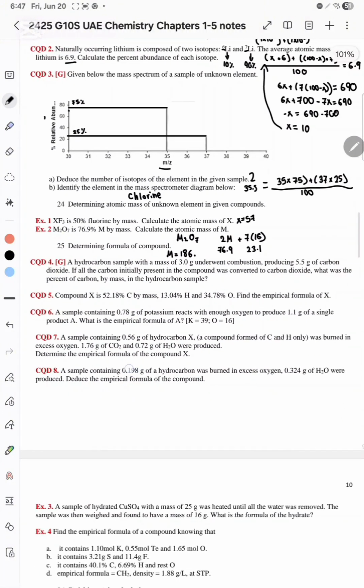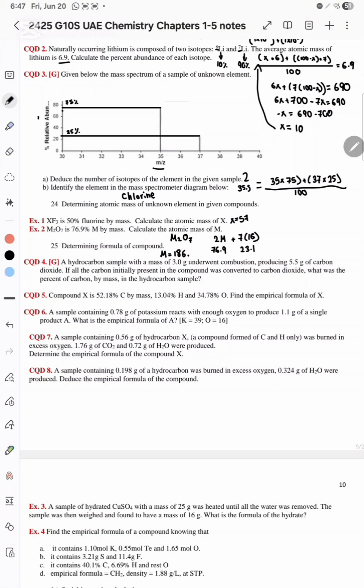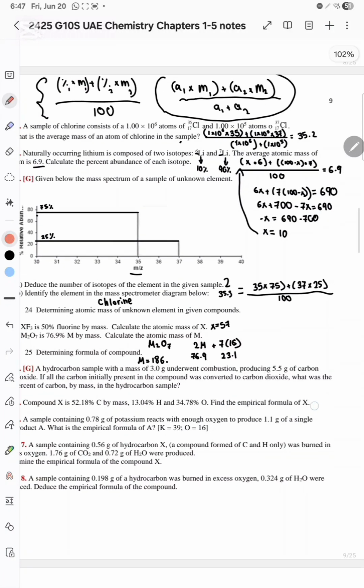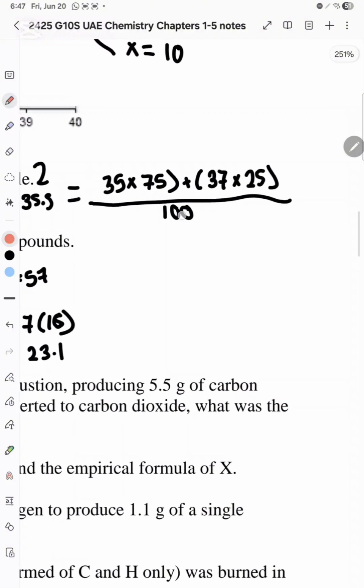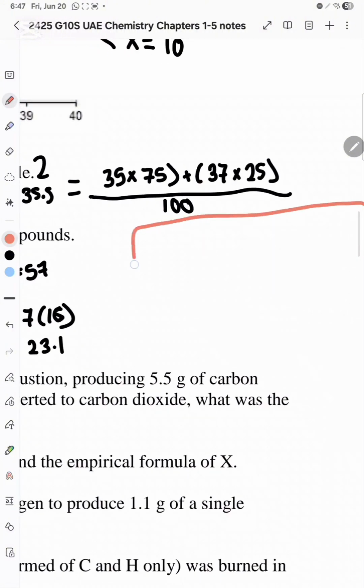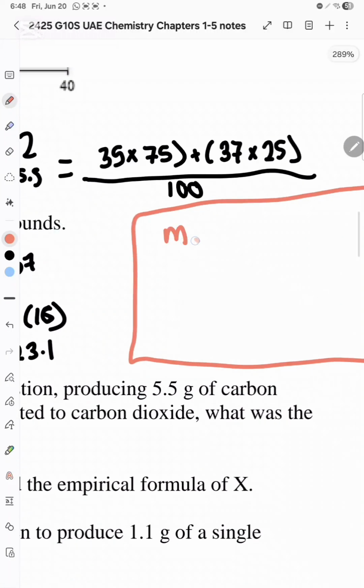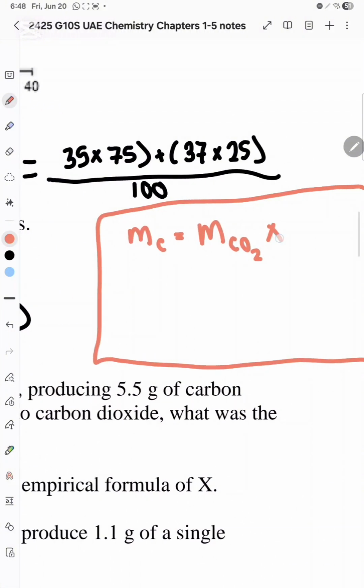Now, this question has a specific formula we need to use and we need to memorize. Let me write it here in coral or red, whatever. 2 formulas actually, but one of them is for carbon, the other is for water. This formula states that the mass of carbon equals mass of carbon dioxide times 12 over 44. Memorize it. It's the molar mass of 1 carbon over the molar mass of carbon dioxide.